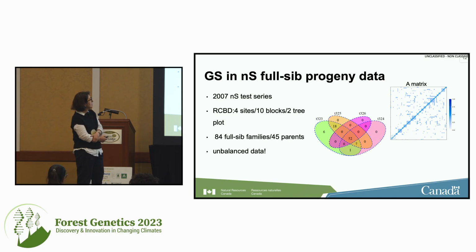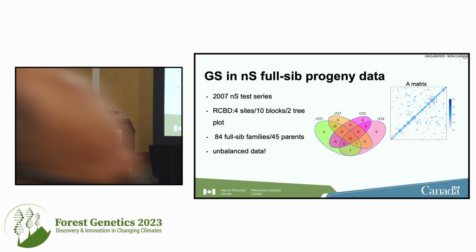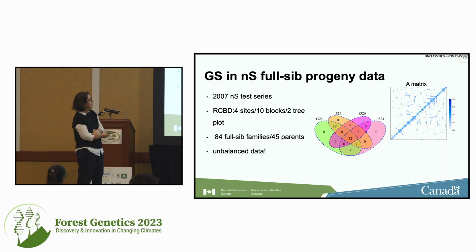It's a randomized complete block design from 4 sites, 10 blocks, but this time they put a 2-3 plot design. And then in total, there are 84 full-sib families from 45 parents. But as you see, this data is also not balanced. This morning, Brian Cullis was using infill. So not every family is tested across all 4 sites. There is one family tested in only one site, and then there are 6 or 7 families in only one site in here. And then the only common number of families is 52 across the 84 families.